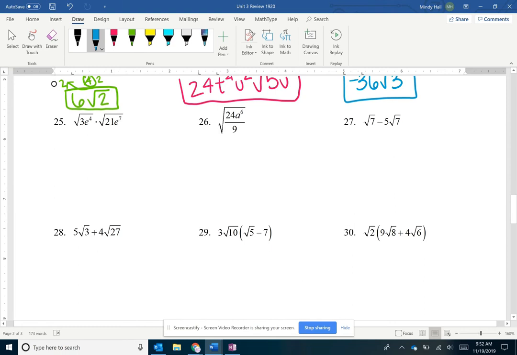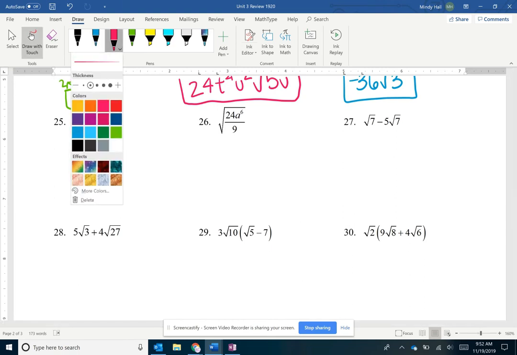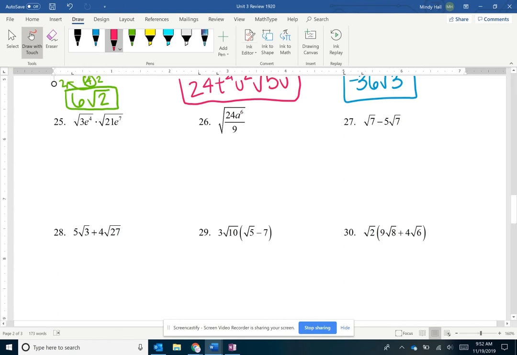So then for number 25, we are going to be multiplying these again. For me, it's easier just to multiply them and then simplify them. I don't know why. I think it's partially just personal preference. But 3 times 21 gives us 63. And again, these are in the radical. And then e to the 4th times e to the 7th, we are just adding. So 4 plus 7 is 11.